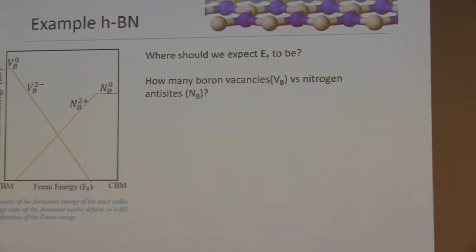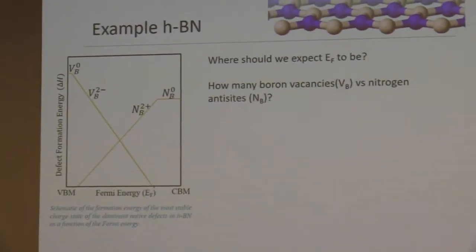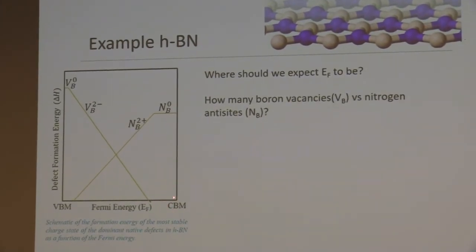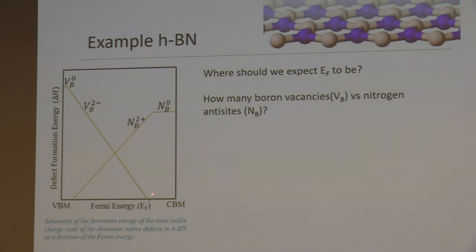Well, to really know, we need to know what the Fermi level is. So let's say the Fermi level is right here. What are there going to be more of? Which one has a lower formation energy, NB or VB? So if the Fermi energy were here, there'd be a ton more VB than there would be, a ton more vacancies than antisites.